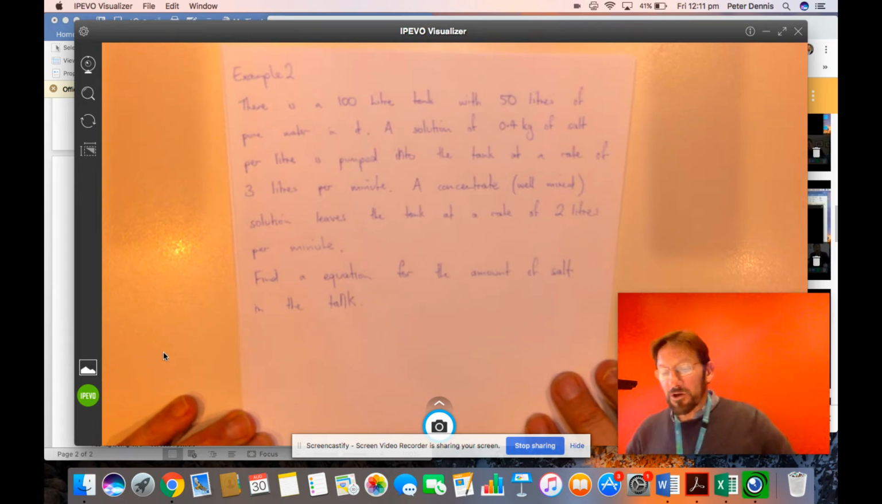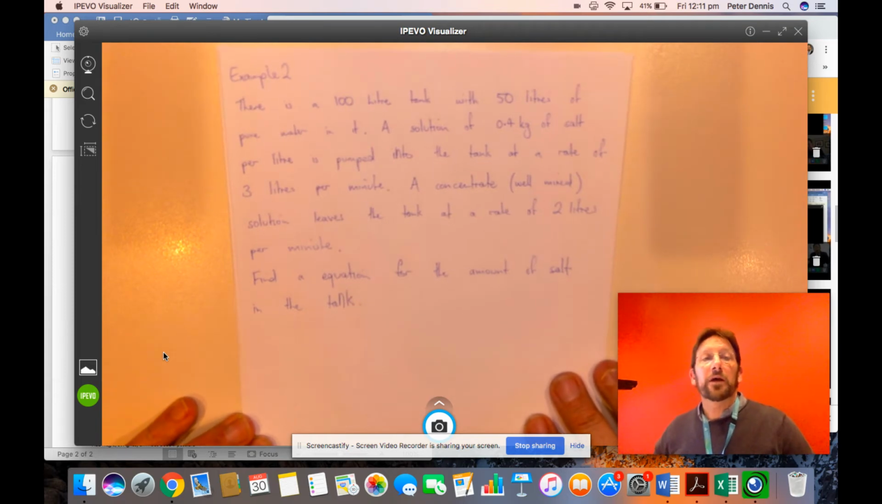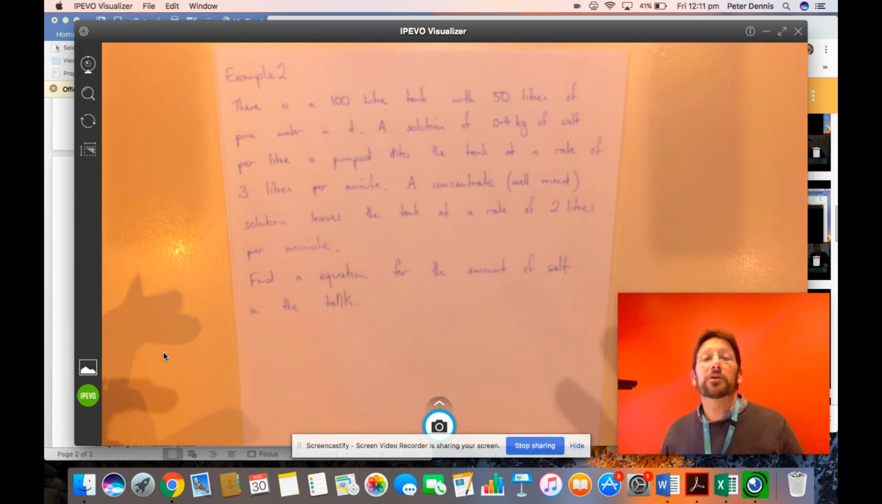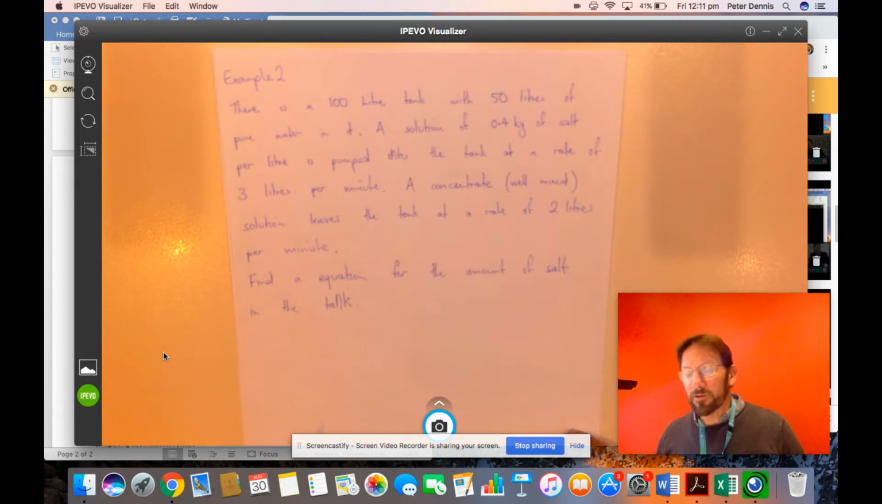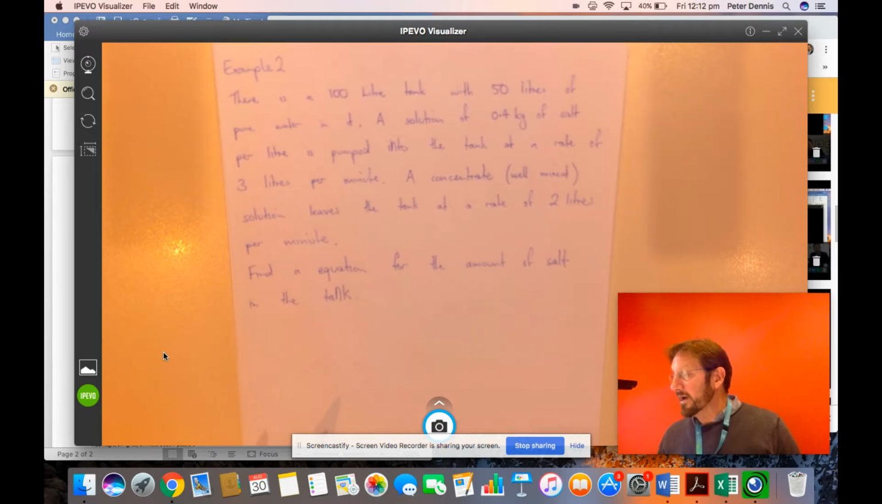So this is the second type of mixing problem, where it's a bit more difficult because the amount going in is different to the amount coming out. So let's have a look at this. There is a 100-litre tank with 50 litres of pure water in it. A solution of 0.4 kilograms of salt per litre is pumped into the tank at a rate of 3 litres per minute, and a well-mixed solution leaves at the rate of 2 litres per minute.